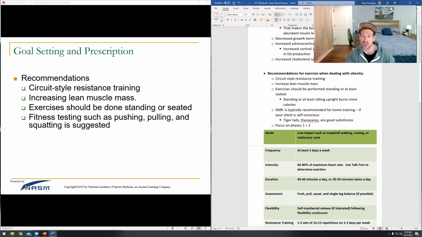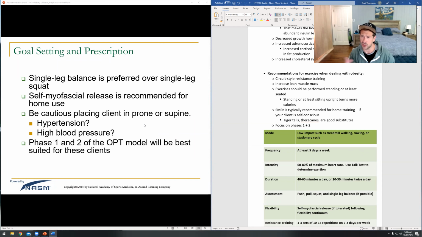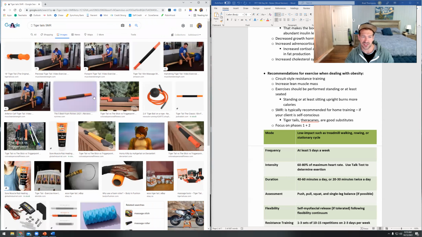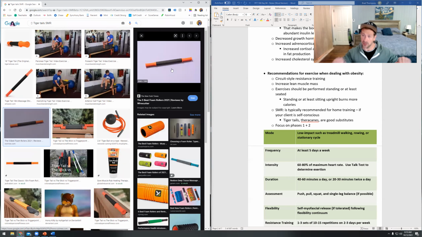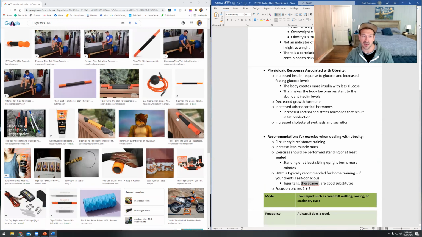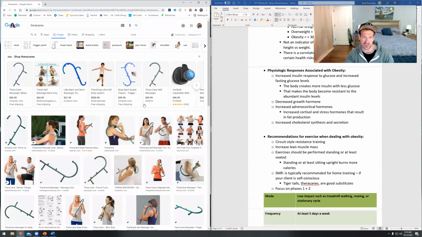SMR is typically recommended for home training if your client is self-conscious. We will sometimes see that. Foam rolling can be really challenging for obese clients because they have a hard time holding themselves up, and so they might feel a little bit self-conscious about doing those types of exercises. If that's the case, things like tiger tails are a really good alternative. If you've ever seen these, they're sticks, and you can roll and SMR the body doing something like that. A Theracane is also a really good one.